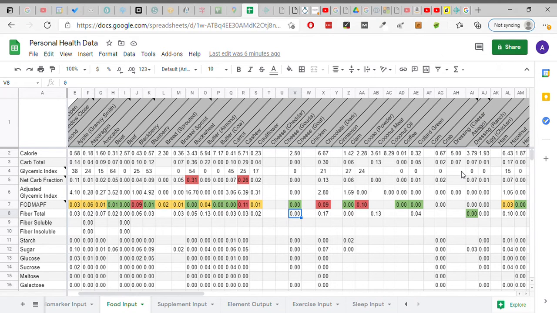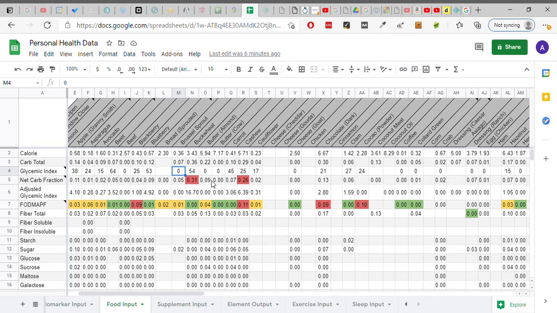Hello, in this video we're going to be talking about the glycemic index versus the glycemic load versus the adjusted glycemic load and what the difference is between them. I'm going to show you how to calculate all of these in Google Sheets, using my personal health data sheet. This is where I record all of my personal health data. I'm going to show you how to do the same.